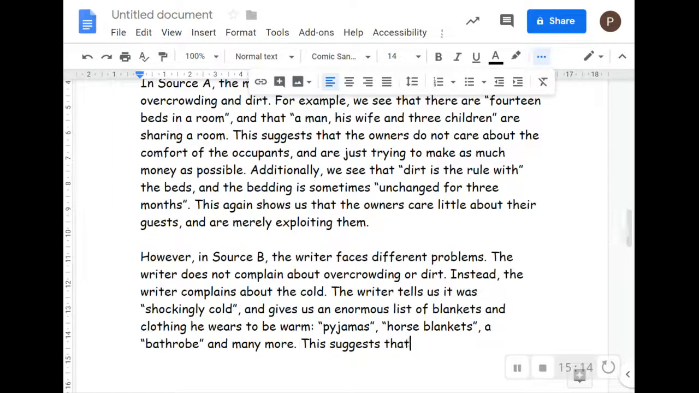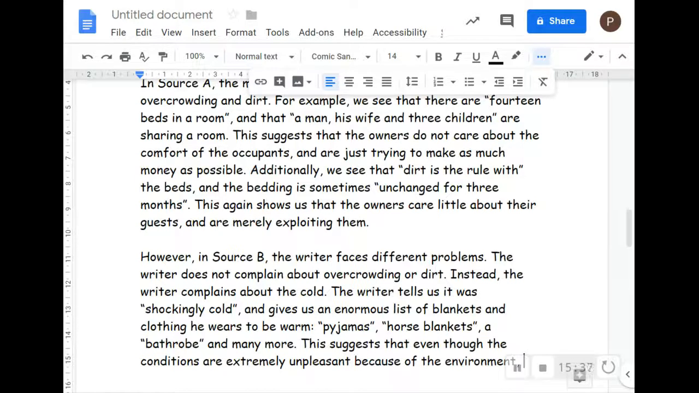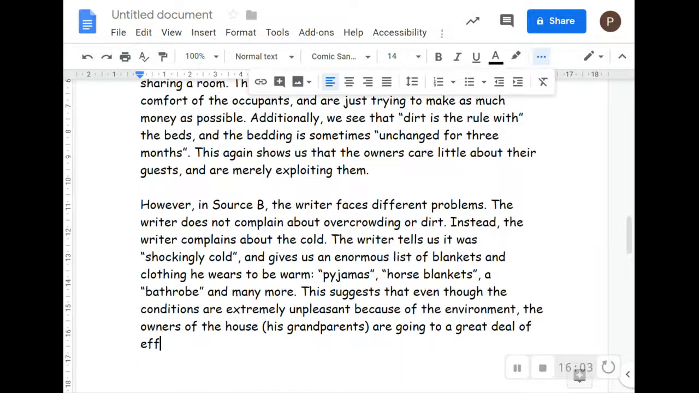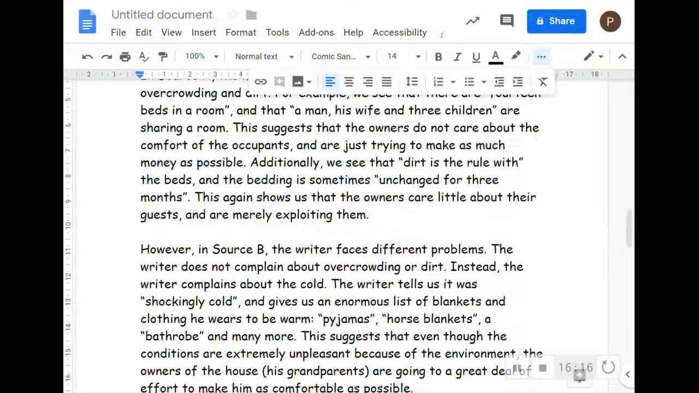So this suggests that even though the conditions are extremely unpleasant because of the weather, I'll say environment, the owners of the house, his grandparents, might fit better in brackets there, are going to a great deal of effort to make him as comfortable as possible. So then I've got a good paragraph for source B.